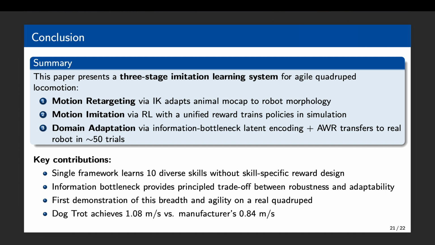And third, an empirical demonstration that this approach produces genuinely agile behaviors on real quadrupeds, including skills that exceed the performance of the manufacturer's own controller. I think the broader lesson here is that reference motion data is an extremely powerful source of prior knowledge for robot learning. Rather than designing reward functions from scratch, we can leverage the wealth of natural motion that animals already demonstrate.